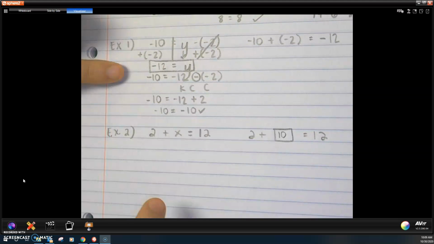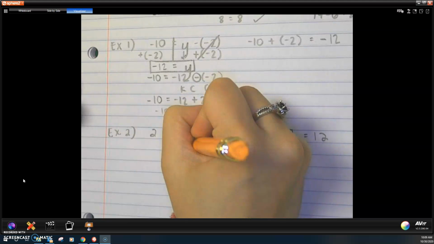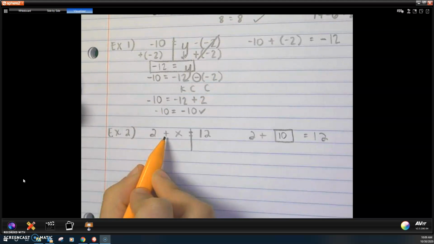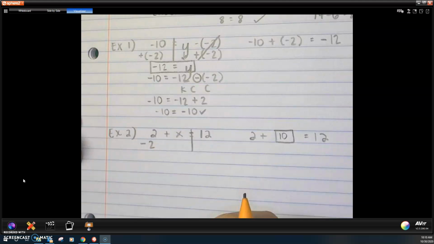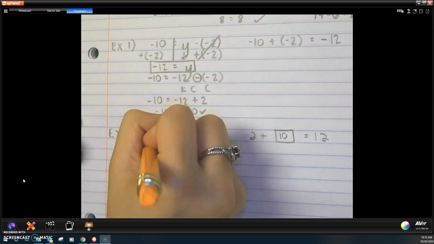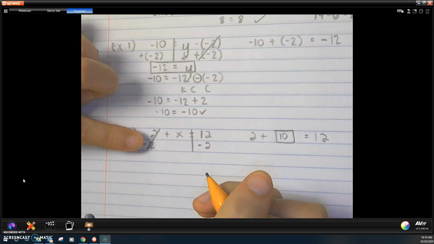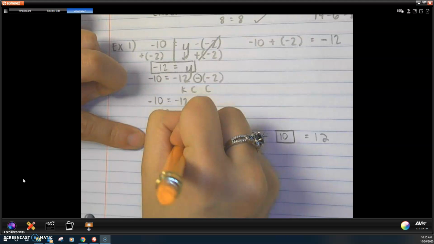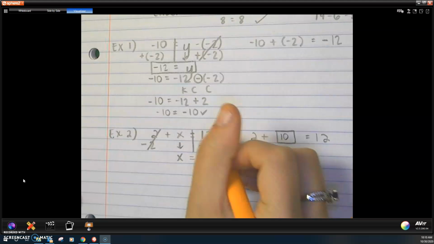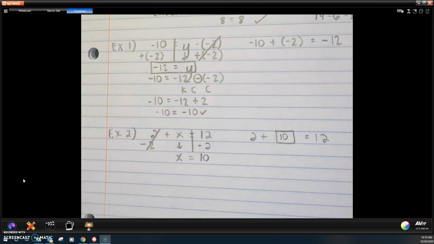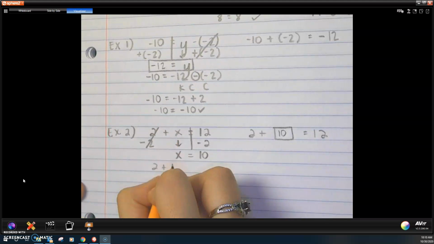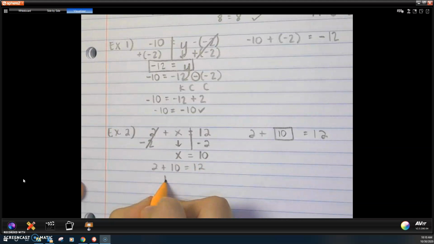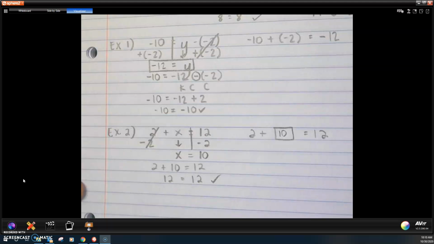Now, to show you the exact same method that we did up here, we draw our line down the middle. Instead of adding 2 to my variable, we're going to subtract 2. And what we do to one side, we do to the other. 2 minus 2 is 0. Remember, we can always get rid of what we have with our variable. We got our x alone, and then 12 minus 2 gives me 10. And if I plug it in, 2 plus 10 is 12. Yes, my answer is correct.